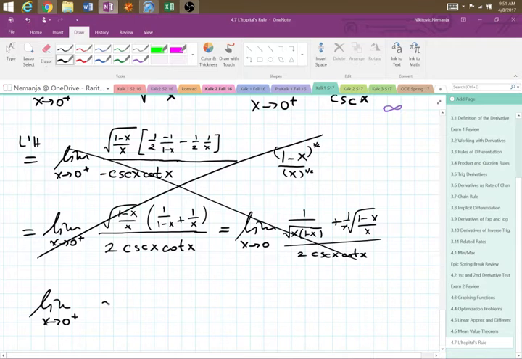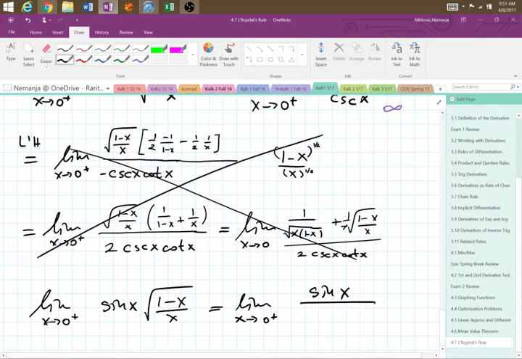So we have sine x square root of 1 minus x over x. Okay. So this is going to be limit, x goes to 0 plus. I leave sine x on top. And the bottom will be now square root of x over 1 minus x.